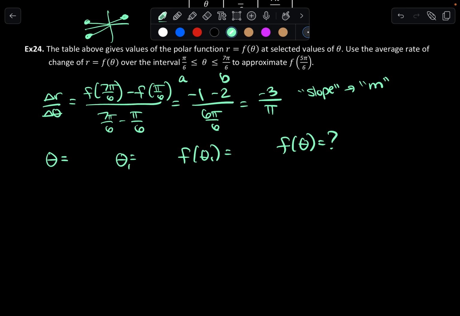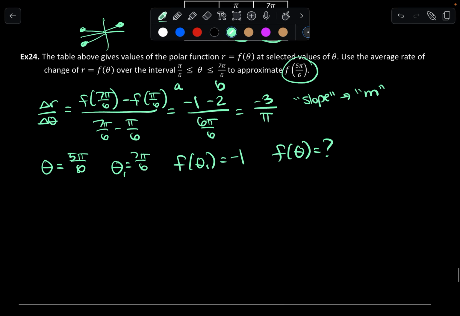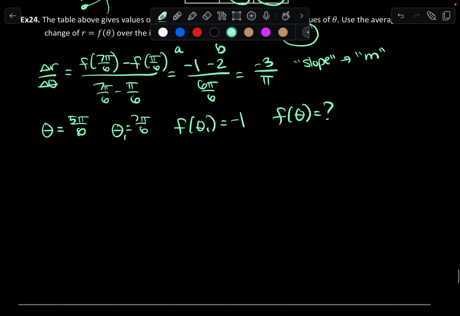So the theta that we are solving for is 5 pi over 6, which means theta sub 1 will be 7 pi over 6, and then f of theta sub 1 is -1. Again, in the notes key that I posted, the PDF file, I used pi over 6, but 7 pi over 6 is closer to 5 pi over 6, so I'm going to use that one and see what happens.